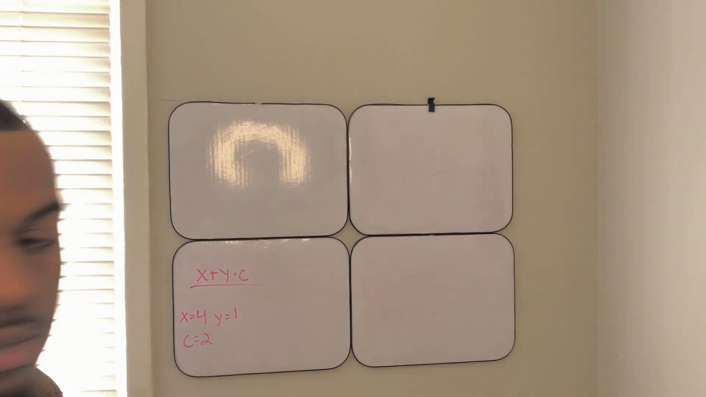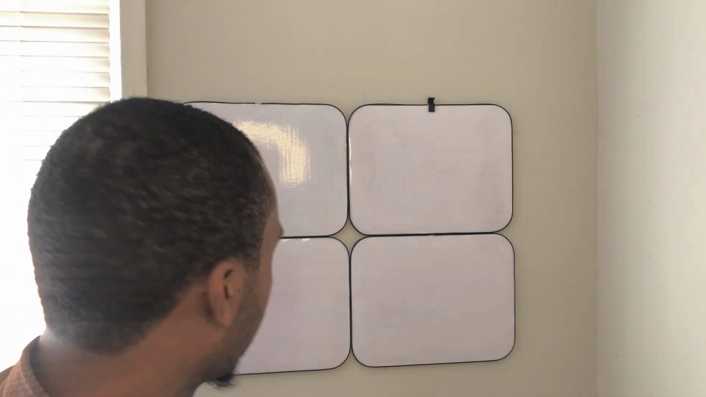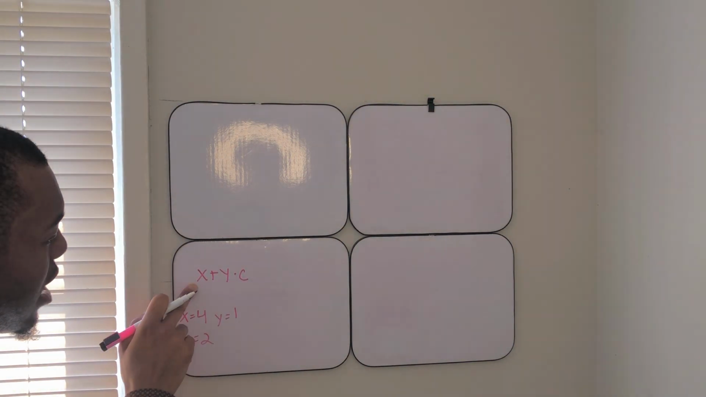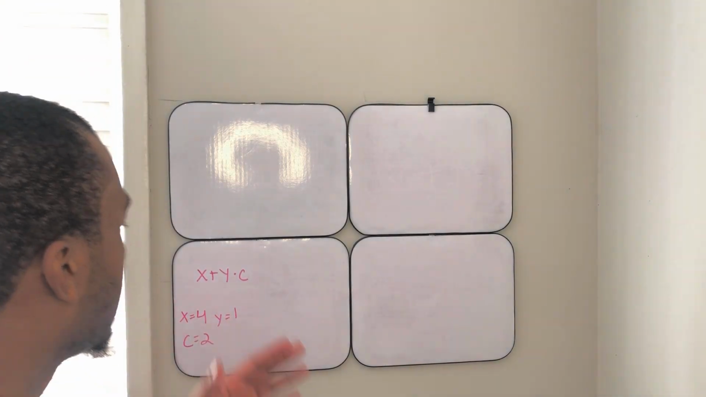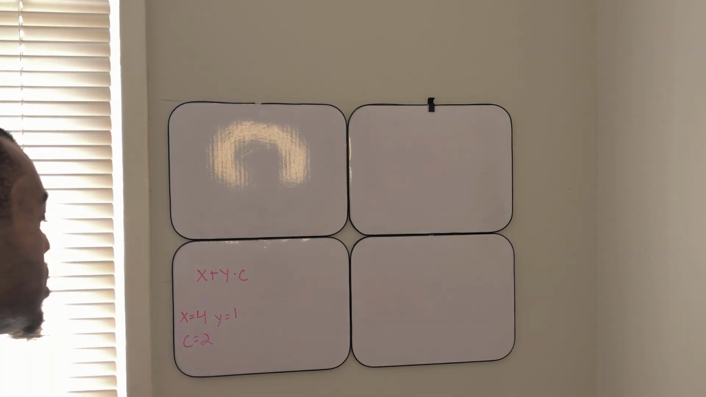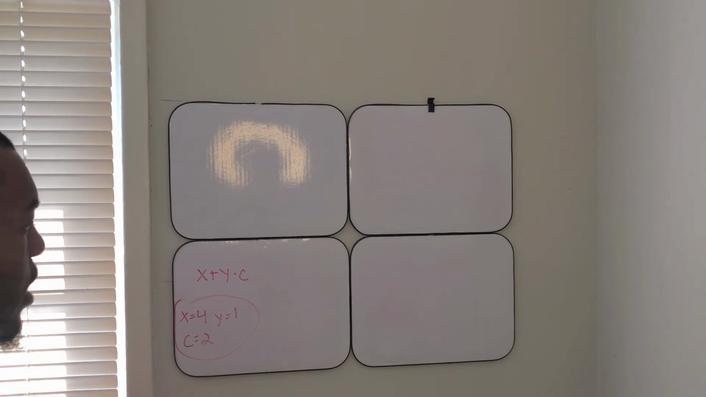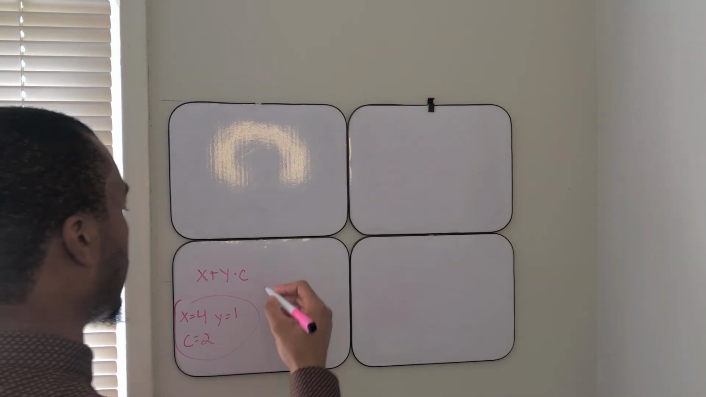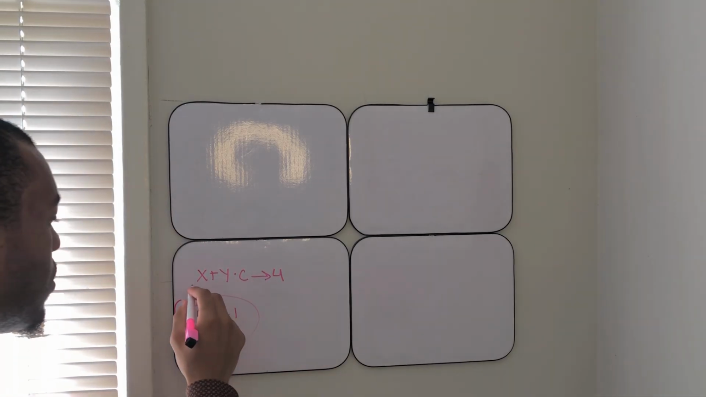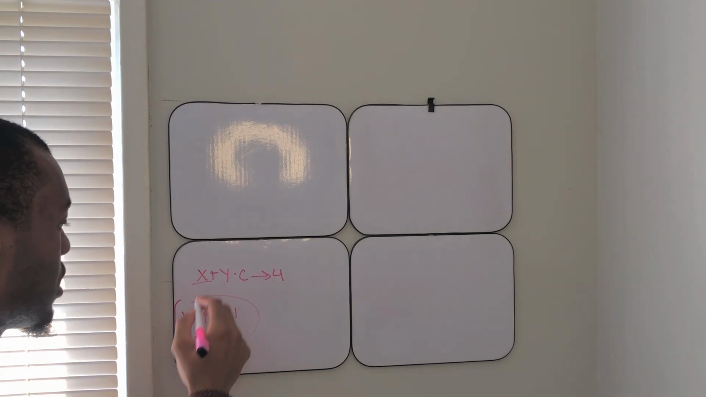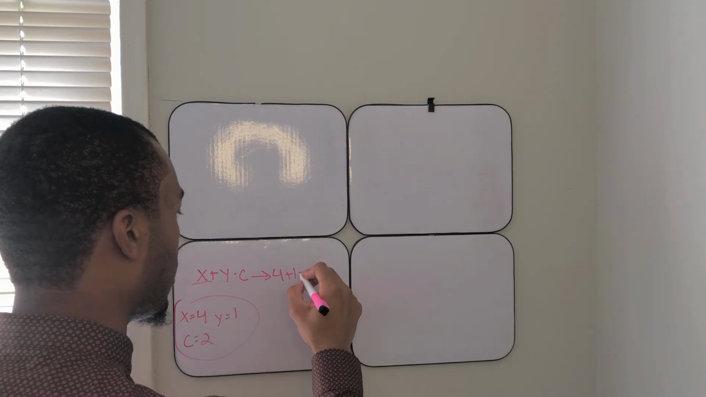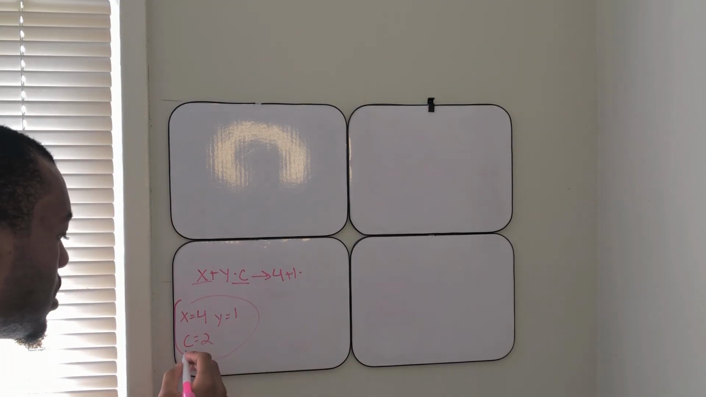For example, we've got x plus y times c. Now we can't necessarily do a whole bunch more with this unless we are told what x and y and c are, which we have right here. So x is going to be 4. So we've got 4 plus y, because y is 1, so 4 plus 1 times c. What is c? c is 2.